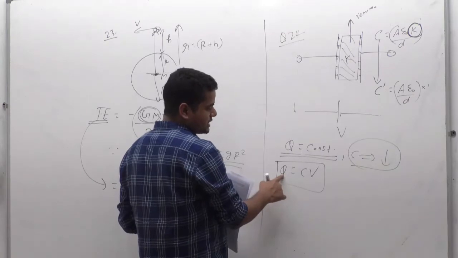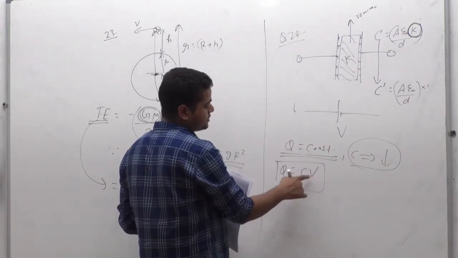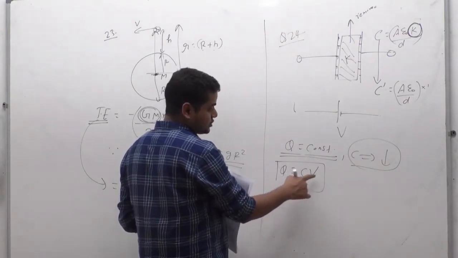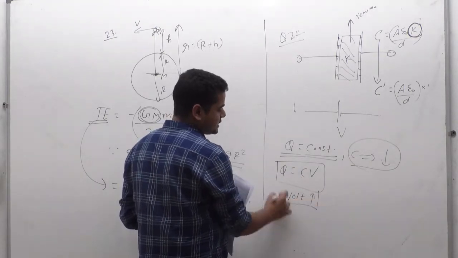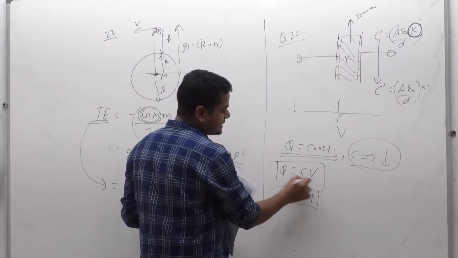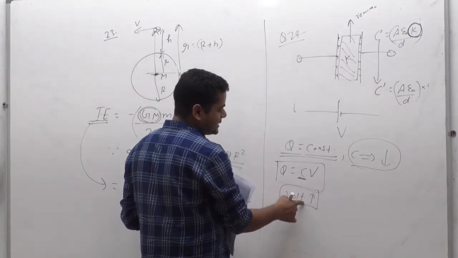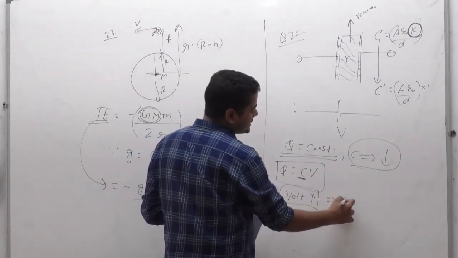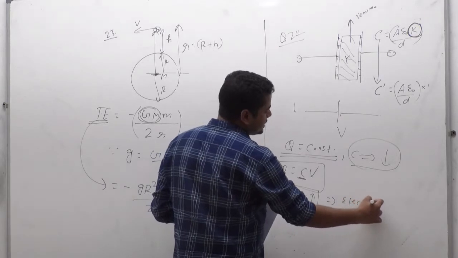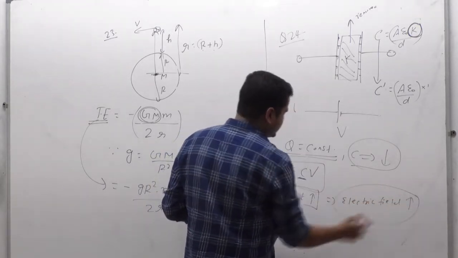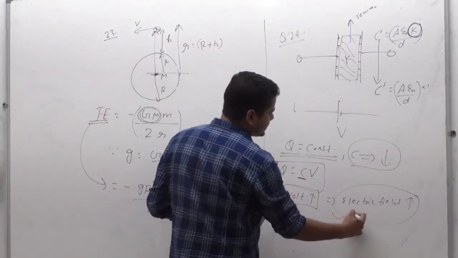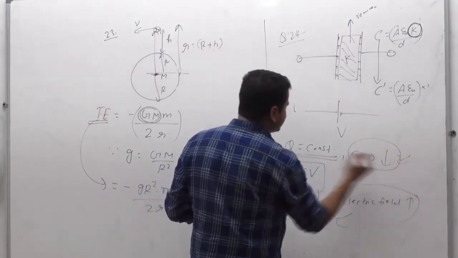So Q is constant, so C1 V1 equals C2 V2. C is decreased, so voltage should increase. Correct, no? Because C is getting decreased, voltage must increase. And if voltage is increased, then the electric field also increases. So voltage should increase, electric field increases, capacitance decreases, and charge remains constant.